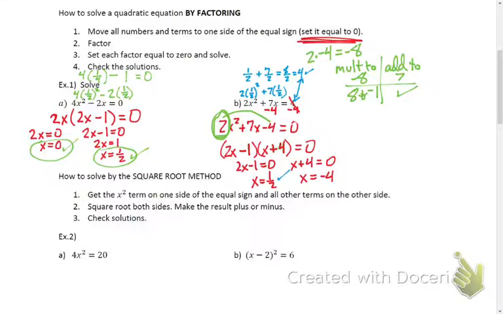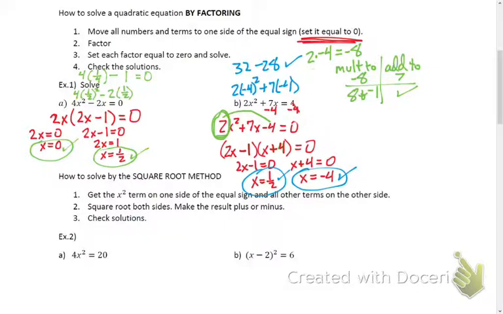Now let's test -4. So plug in -4. And I get 16 times 2, so 32 minus 28. That looks like 4. That checks out. I'm all done. All right, hopefully that made sense.